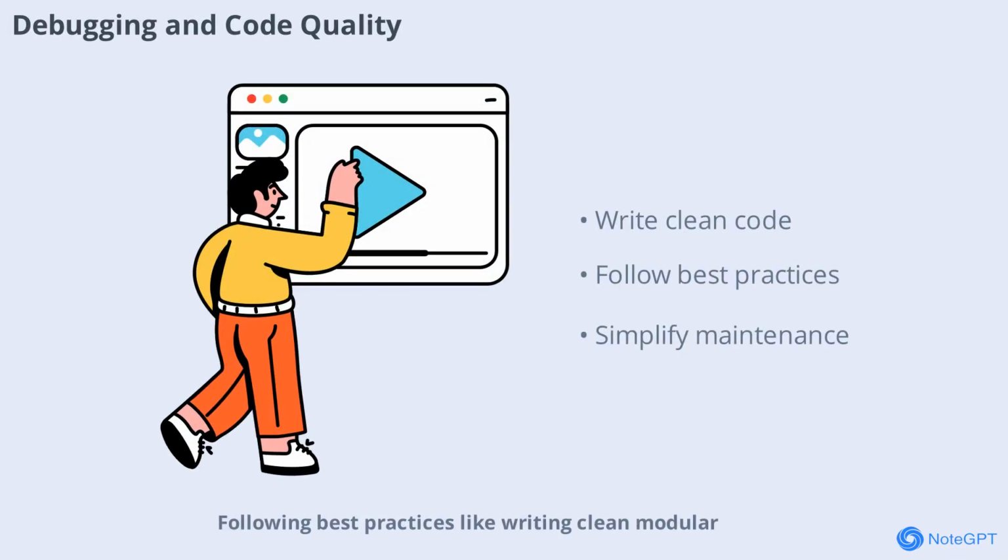Following best practices like writing clean, modular, and well-documented code reduces the likelihood of bugs and makes them easier to find and fix. Investing in code quality pays off in the long run by simplifying maintenance and debugging.